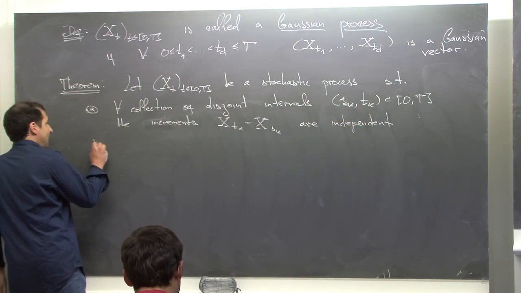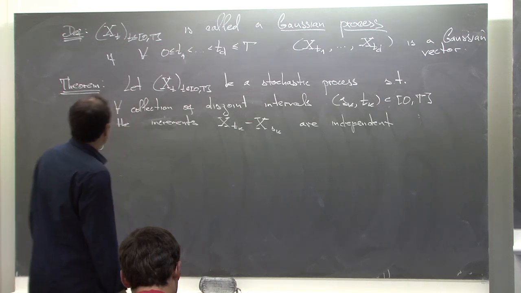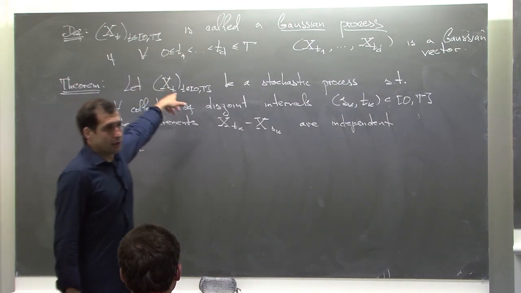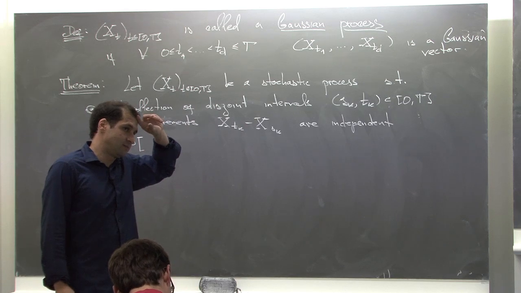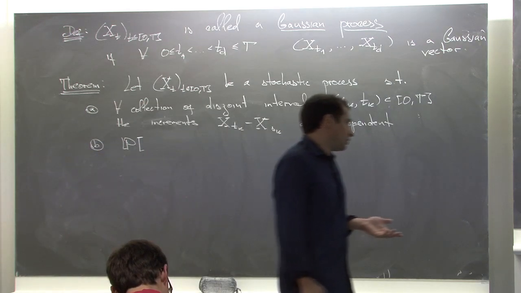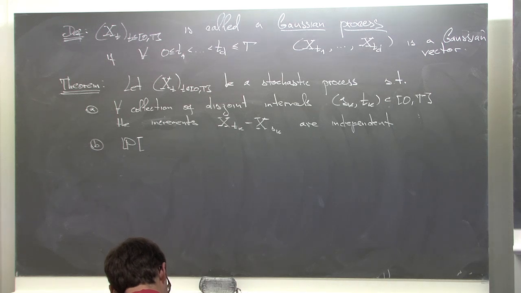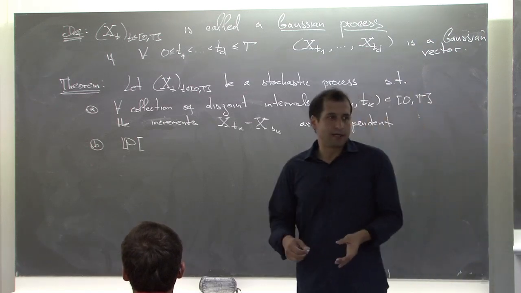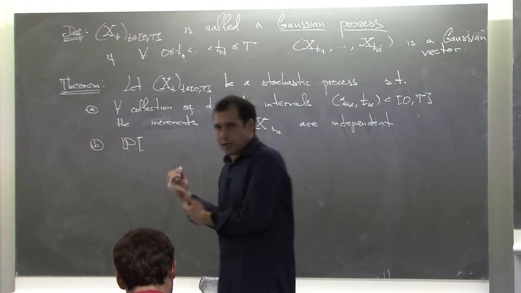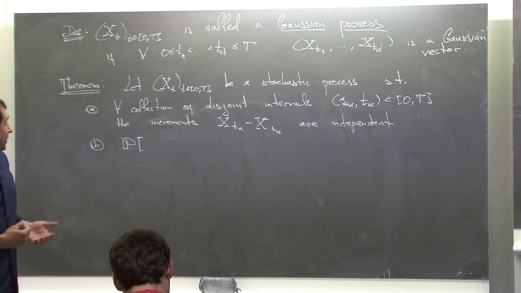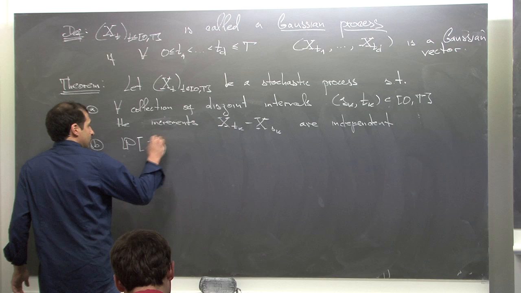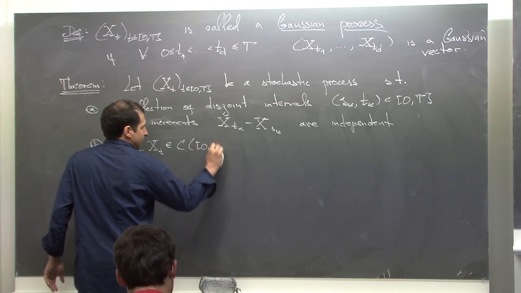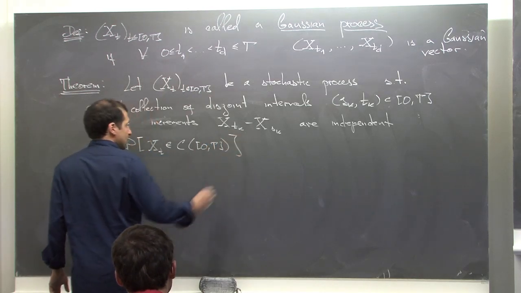And B, this process has continuous trajectories, which a priori is not quite immediate. Why nothing bad can happen in the limit with a random walker. But intuitively, it's still quite reasonable. Something should be proven here, but intuitively it seems quite reasonable. So the probability that this is a continuous function on [0,t] is 1.